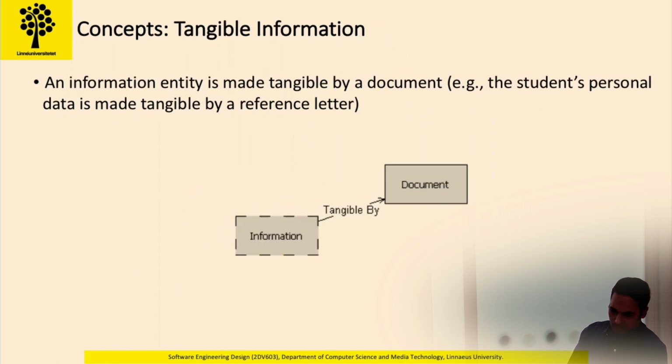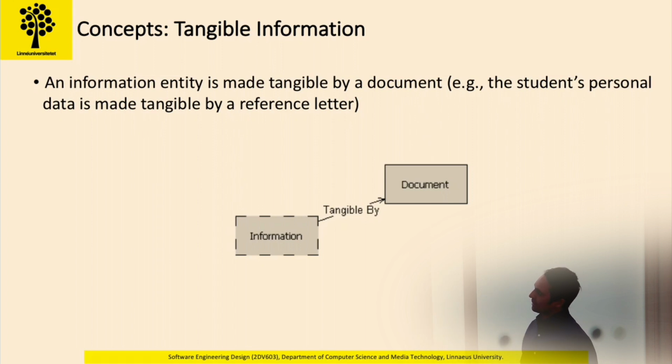Then tangible information. Usually information can be tangible by a document. For example, we want to know about a person who wants to get admission in the university, and his personal data or his credibility or his skills can be tangible by a document, let's say by his CV or by his recommendation letter or reference letter.